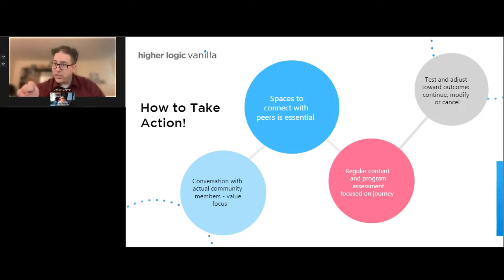Either you're going to continue with what you're doing, modify what you're doing, or cancel. It's not set and forget. Don't just set these programs and hope for the best. Look at how you're going to measure them through.